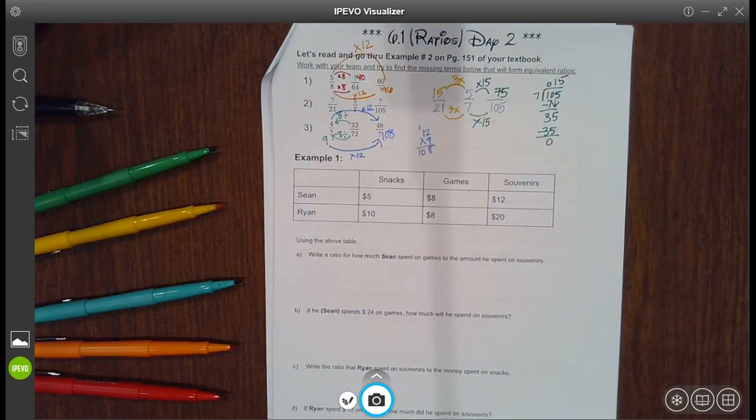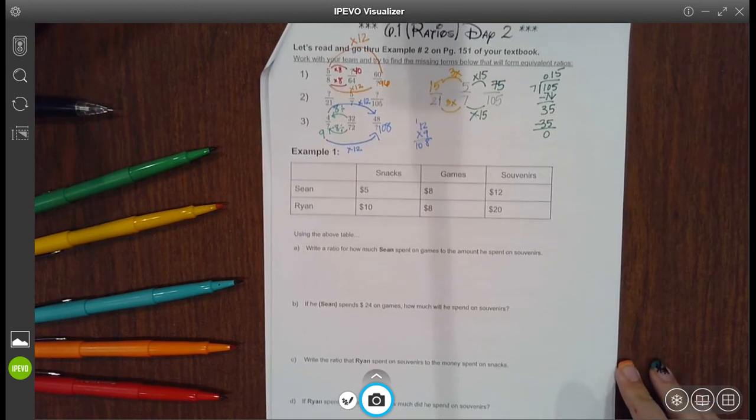Okay, so that was a little bit of a review of how to create equivalent fractions. Hopefully you did pretty well on that. And we're going to use that to help us get started on our notes.